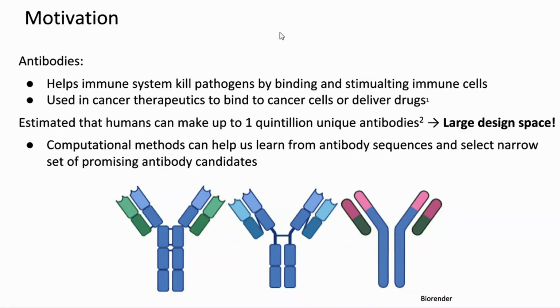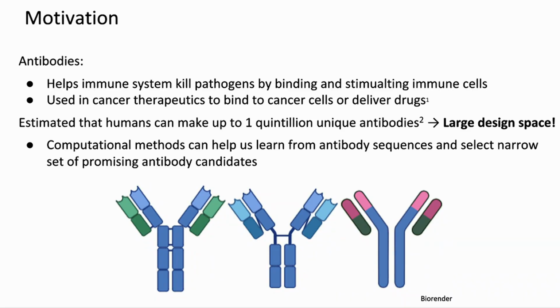So the motivation here is, one, antibody design is an extremely important problem. Antibodies are proteins, as we discussed in class, that are part of the immune system. And they have multiple functions. Those include killing pathogens by binding to and stimulating the immune cells, so it helps the body fight off disease. And it also can be used in cancer therapeutics, such as to bind to cancer cells and stimulate the immune system, or to bind to a cancer cell and then deliver a cytotoxic drug.